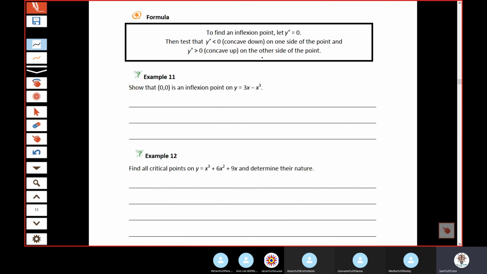To find an inflection point, let y double dash equal 0. That's it. So how do I find an inflection point? You make y double dash equal to 0 and you solve. The problem is, it is not an inflection point by just solving. So you know how in stationary points, we just went and solved and that was it, it was done. We said it's a stationary point. For points of inflection, it's not enough to just solve. You have to actually prove it.